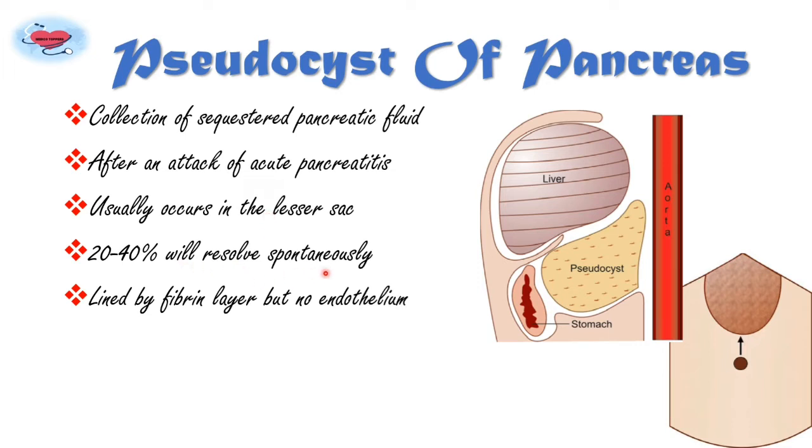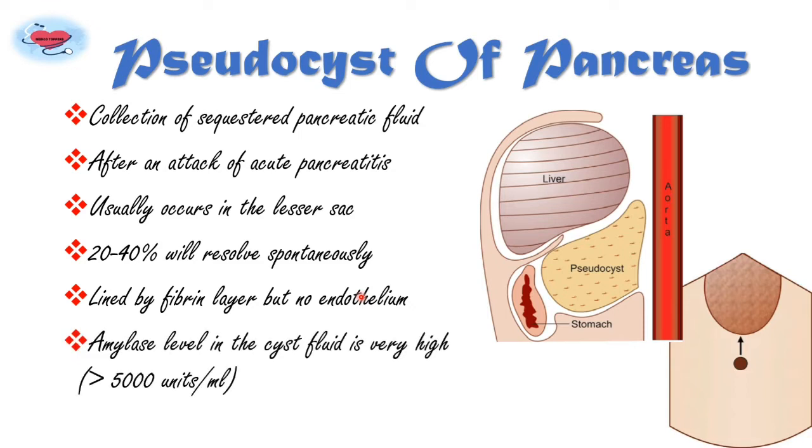This is known as pseudocyst because it has no endothelium, only lined by a fibrin layer. Also, serum amylase level is very high in pseudocyst of pancreas, nearly more than 5000 units per ml. Usually serum amylase of 200 to 250 will be normal, and amylase isoenzyme P is specifically increased in pancreatitis, but amylase CS is commonly increased in other conditions.